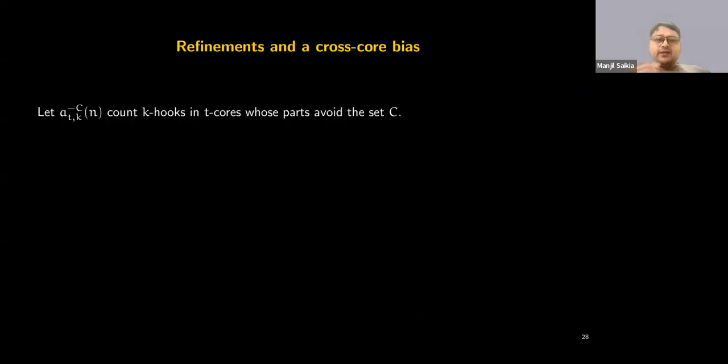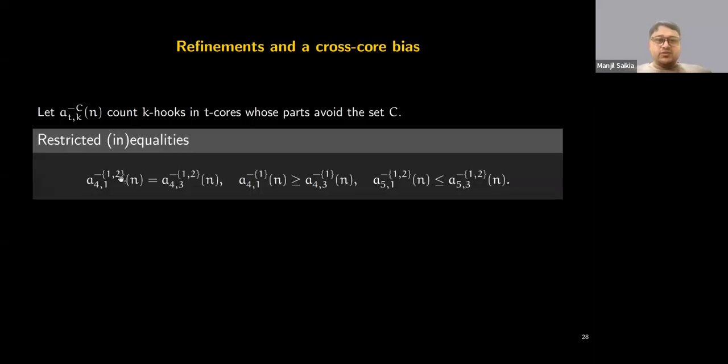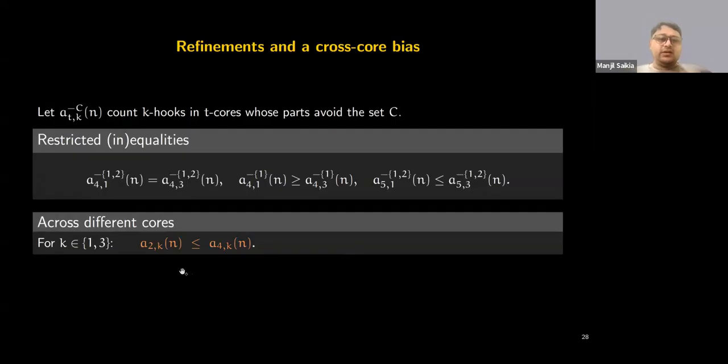So we also have another type of bias, where we are counting the number of K hooks in T core partitions, but we are now excluding certain parts from the partition. So for instance, if we exclude the parts 1 and 2, then it turns out that the number of 4 core partitions with one hook is equal to the number of 4 core partitions with 3 hooks and so on. So there are also inequalities across two different classes of T-core partitions. For example, this is a 2-core partition, and this is the case for 4-core partitions. And we have a cross inequality between these two classes.